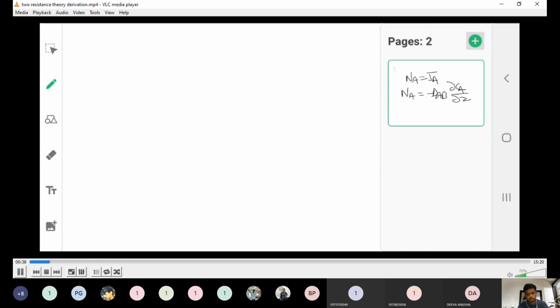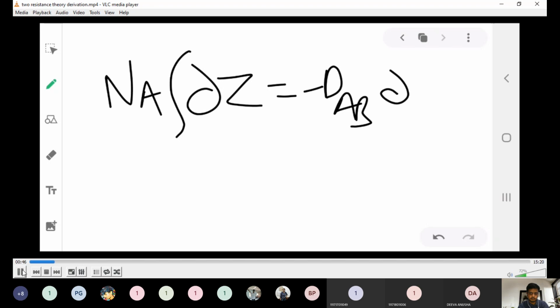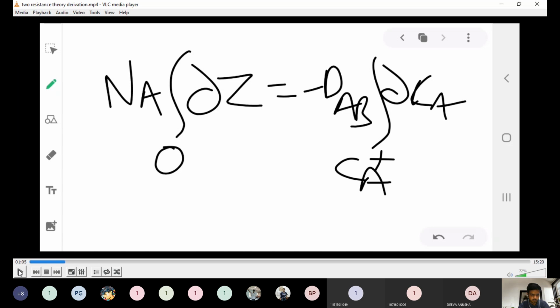Now we have to integrate this one. We will bring dou Z on this side and integrate minus dAb into dou Ca. Here the boundary conditions are, when Z is equal to 0, from the starting of the process to the ending of the process, the concentration is Ca star. You can see from this that the concentration boundary conditions are defined here: when Z is equal to 0, the concentration is Ca star.